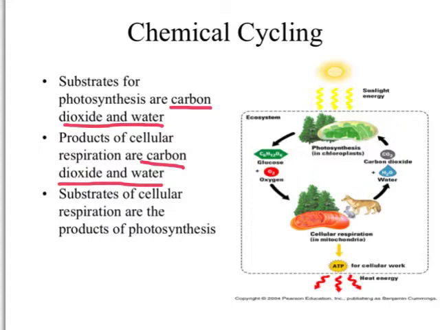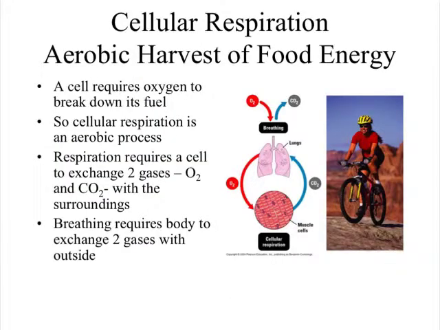Okay, so the substrates of cellular respiration become the products of photosynthesis and vice versa. And throughout this whole process, energy is being made and energy is being used by organisms in order to sustain life. So let's start taking a look at cellular respiration, exactly how cells are going to break down the food that they eat to get the energy that they need in order to survive.